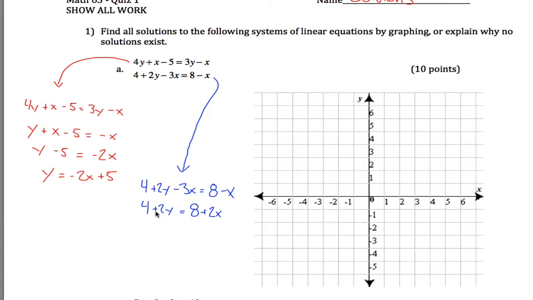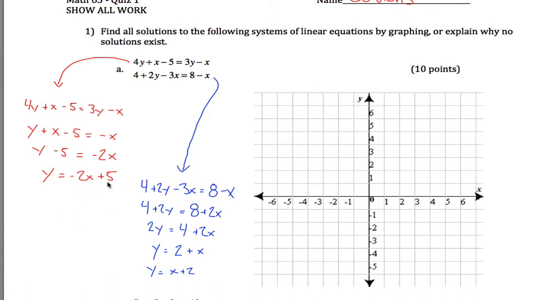Still want y all by itself, so let's get rid of this 4. Let's subtract 4 from both sides. And I get 2y equals 8 minus 4, which is just 4, plus 2x. And now I'll divide both sides of the equation by 2 to leave me with y equals 2 plus x, which I can rewrite as y equals x plus 2, so that it's easier for me to graph, so that it's in y equals mx plus b form. So now I'll graph both of these equations.